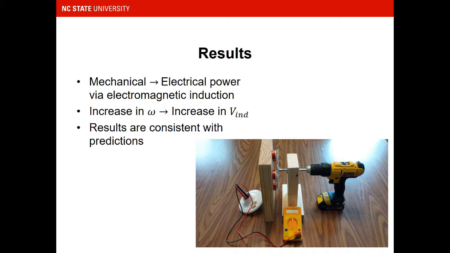While not particularly efficient, this machine suffices as a proof of concept, demonstrating how electromagnetic induction can be utilized in converting mechanical power into electrical power. We saw qualitatively that an increase in induced voltage corresponded with an increase in rotor angular velocity, thereby confirming the concept of speed voltage. This result is consistent with the predictions obtained via Faraday's law of induction.